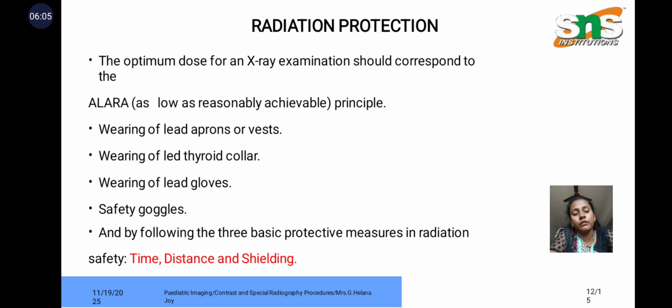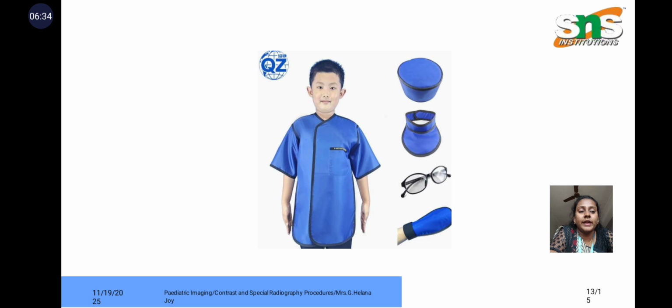The next thing is that wearing of lead aprons and vests is mandatory, wearing a lead thyroid collar is mandatory, wearing lead gloves is mandatory, and safety goggles are mandatory. We also have to follow 3 basic protective measures in radiation safety, which are time, distance and shielding. This is the major thing we have to follow according to the rules and regulations of the AERB, the Atomic Energy Regulatory Board.